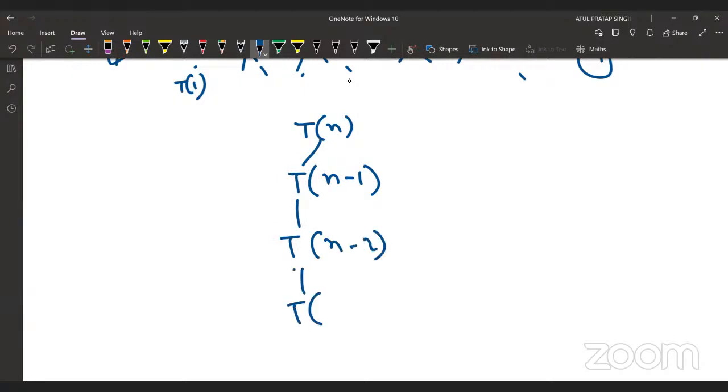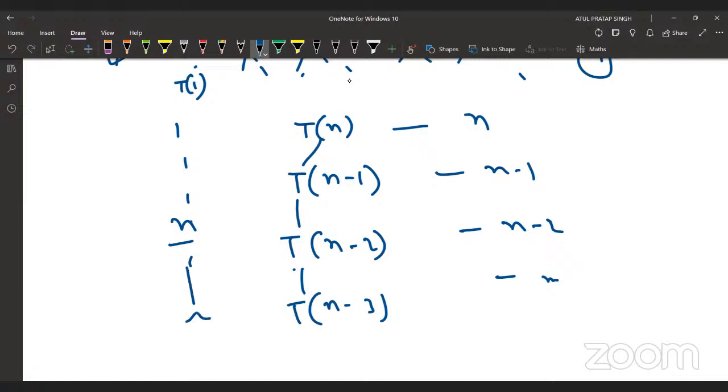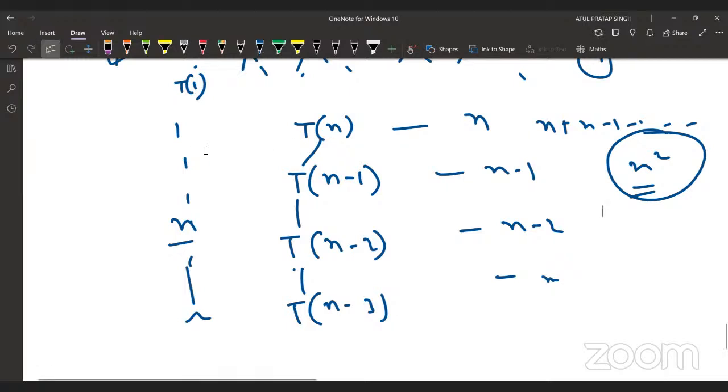So the tree looks like this. The total number of operations is n, now n-1, now n-2. So the number of levels will become n here. Then we can add these series: n plus n-1 plus dot dot dot, so it will become n square. So this is the worst case situation.